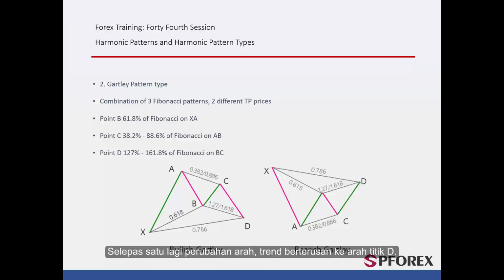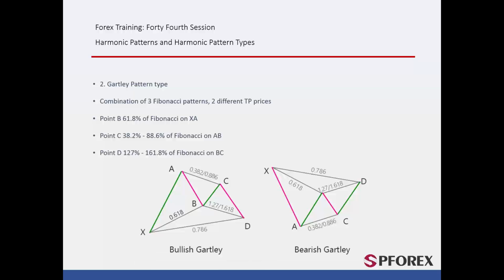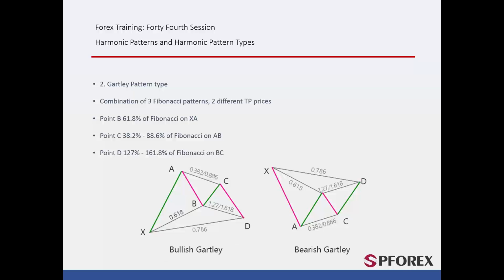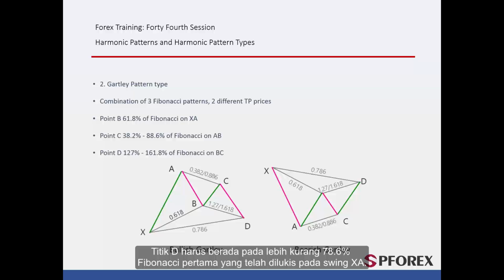After another change of direction, the trend continues towards point D. The last Fibonacci should be drawn on the BC line, and D has to be in a region between 127% and 161.8% of the third Fibonacci. Point D should be around 78.6% of the first Fibonacci that was drawn on the XA swing.